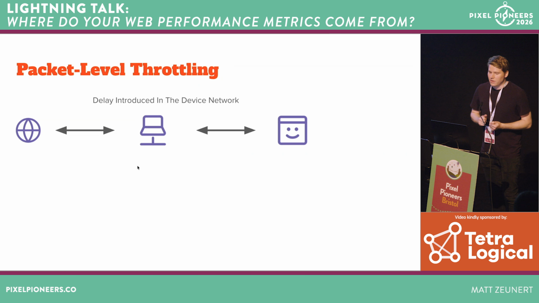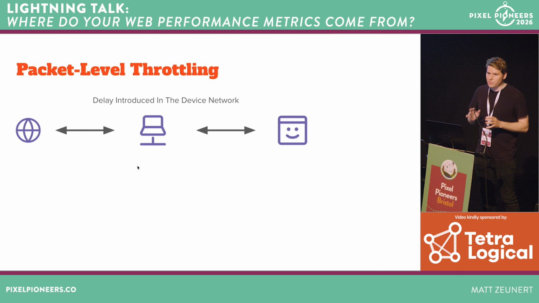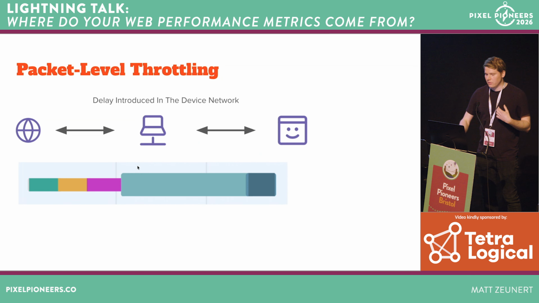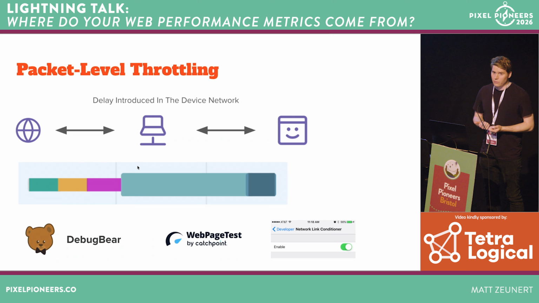So packet level throttling works by running something in your network stack on the operating system and holding back each packet to simulate latency and bandwidth. This is the most reliable way to do it, because if a request establishes a connection, or has any sort of exchange of data with the network, that is simply slowed down by the computer when the data arrives. So that's what DebugBear does. That's what WebPageTest does.